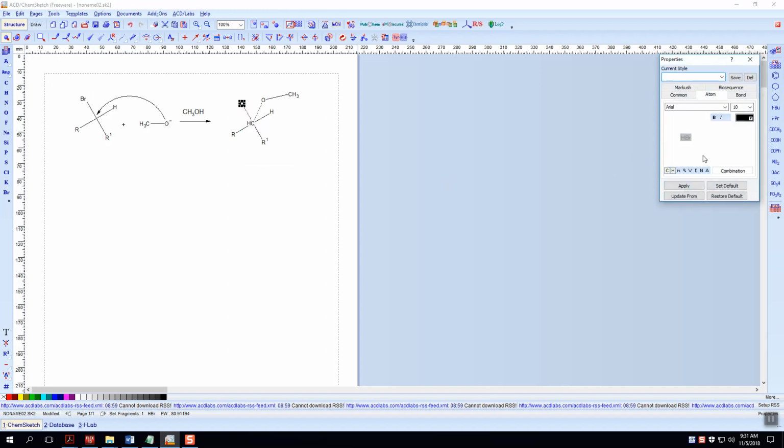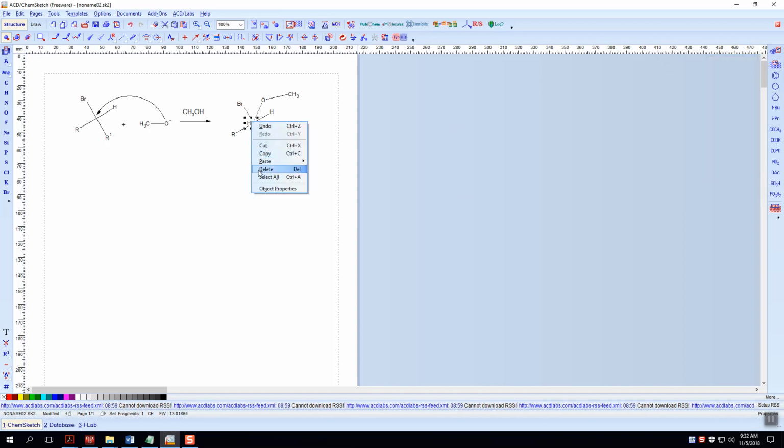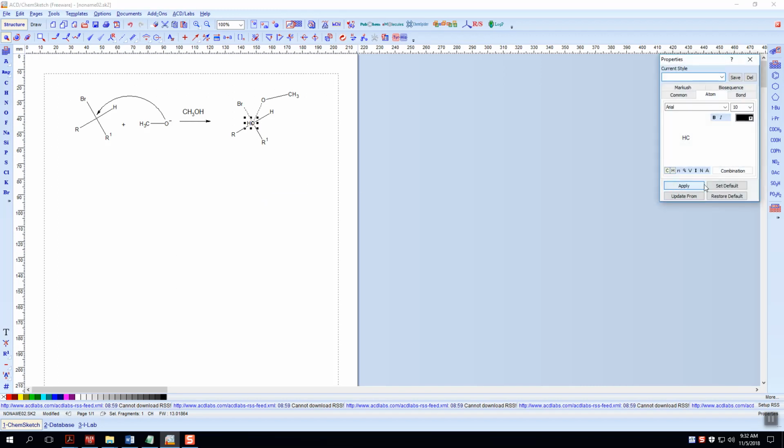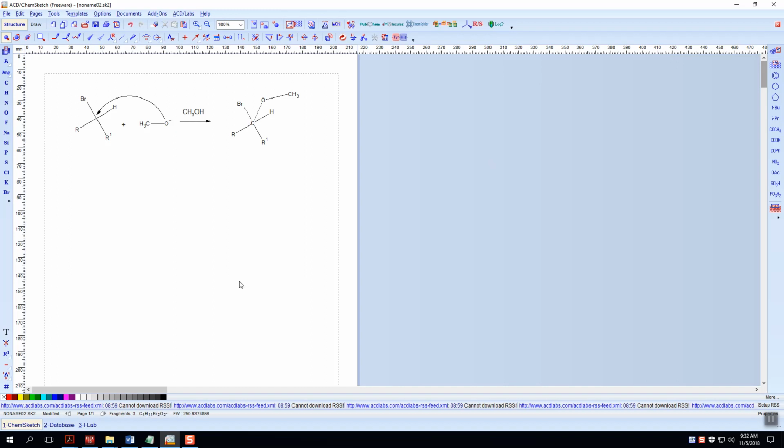I want to go to object properties. I want to show this C. I don't want to show the H. I want to show this C. So I'm going to show that. Hit apply. And then here, same thing. Go to object properties. Go to just the H. So highlight just the H. Click show. Hit apply. And now it disappears. And now I have my transition state.